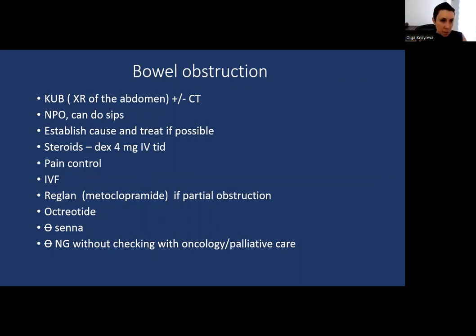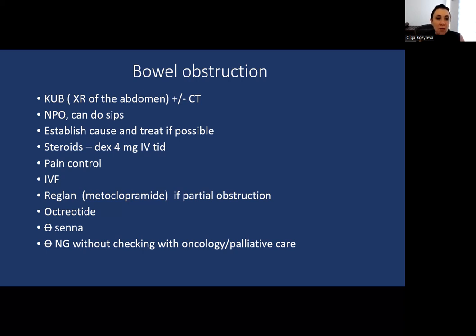So how we usually manage, as I mentioned, we need to establish the cause of bowel obstruction and offer imaging. The patient should be nothing per mouth. However, the patient can do sips and spit, or ice cubes or juice cubes, because that's important for quality of life. To be very thirsty and very dry is extremely unpleasant. You can explain to the patient, you cannot drink, but at least you can use ice chips or some small sips. So establish the cause and treat if possible.